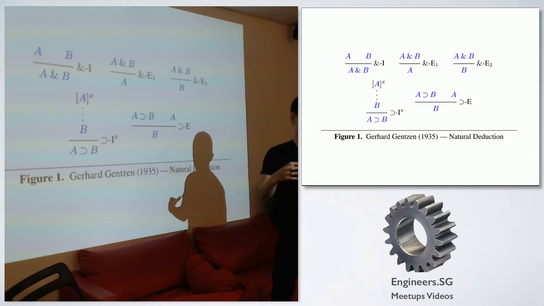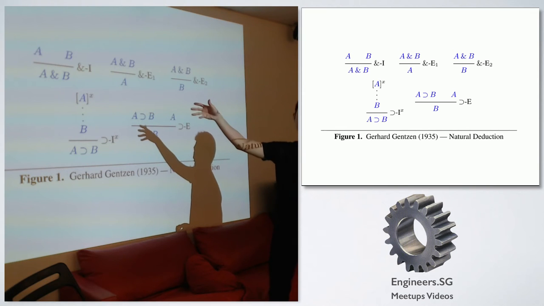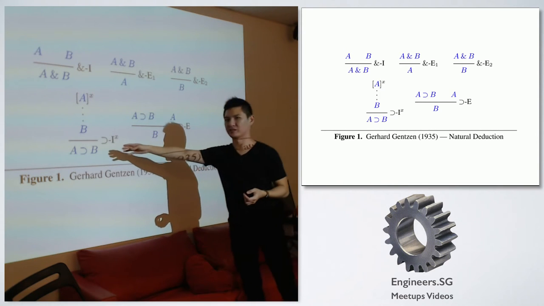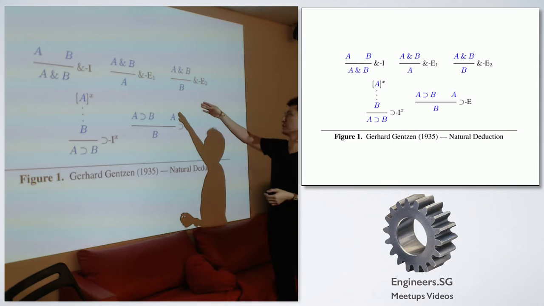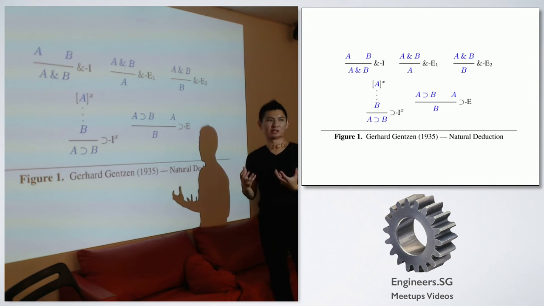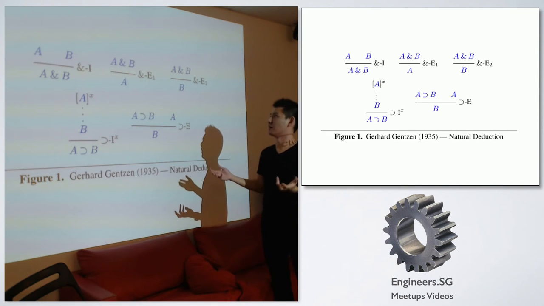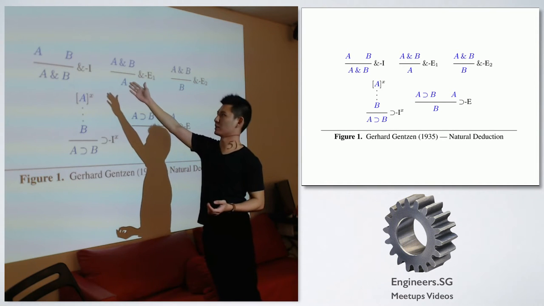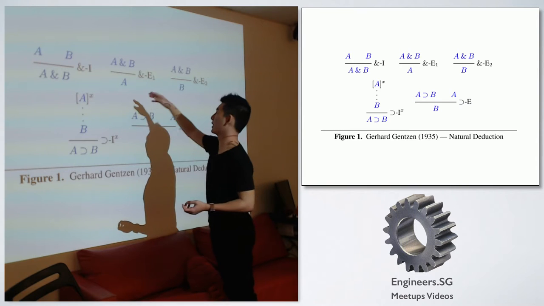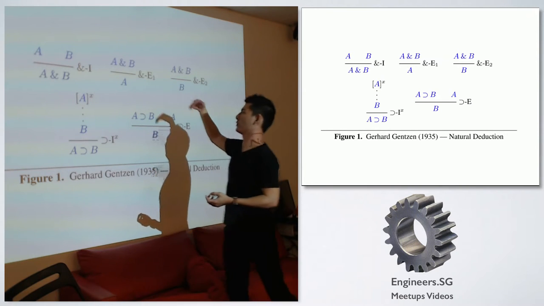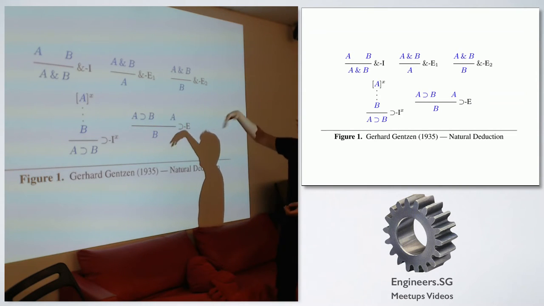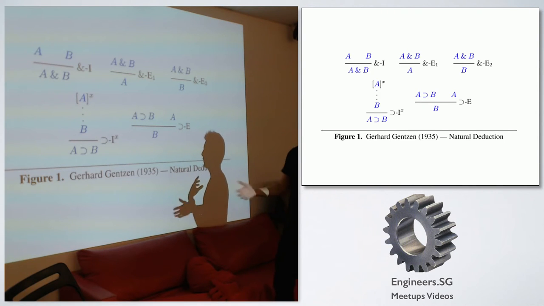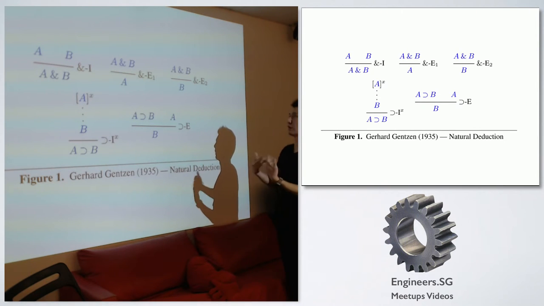The introduction rules mean, under what circumstances can you introduce a conjunction sign, or an implication sign? And the elimination rule says under what circumstances can you use a conjunction? You can see that above the line there are no conjunctions, and below the line you can introduce a new conjunction sign. For this elimination rule, above the line you have a conjunction sign, but below the line you don't have it. So it's a way of introducing an operator and using it.